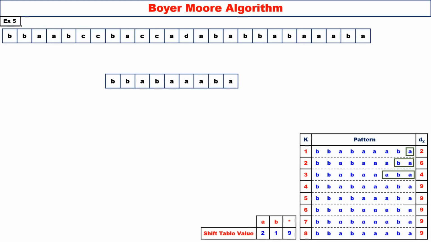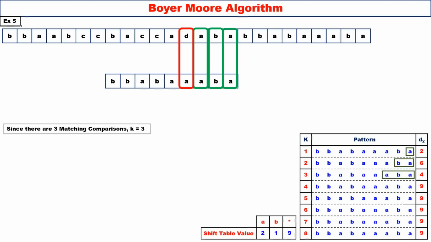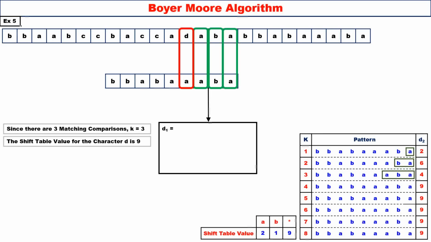Very good. Now let us again do the comparison. From the right, A matching, BB matching, AA matching, AD mismatch. So K is equal to 3 and the shiftable value for D is 9. Again, D1 is 9 minus 3 and 1, so it is 6.